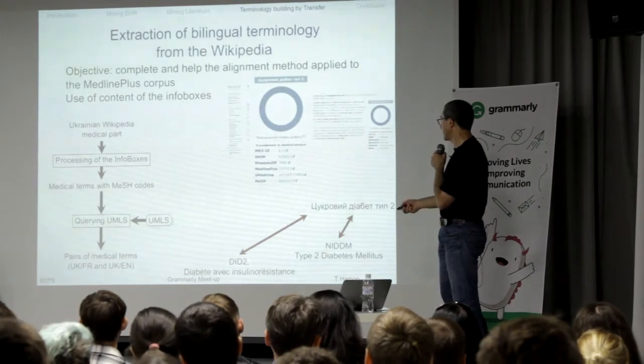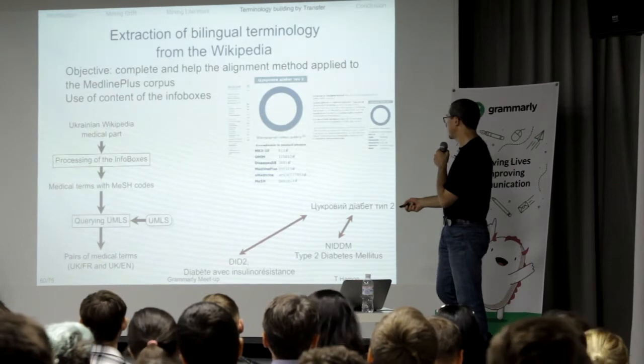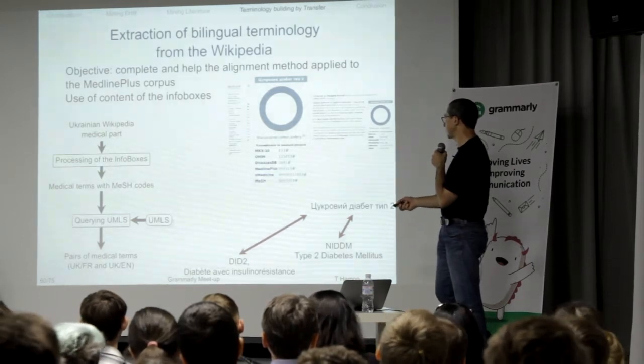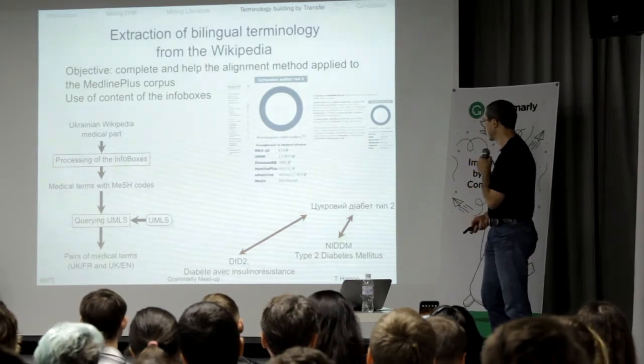And here we also have synonyms. So for instance, DID2 is a synonym of diabète avec insulinorésistance, which is related to the Ukrainian term.